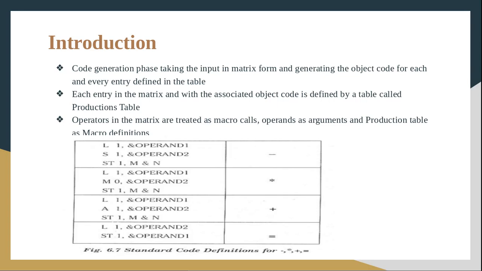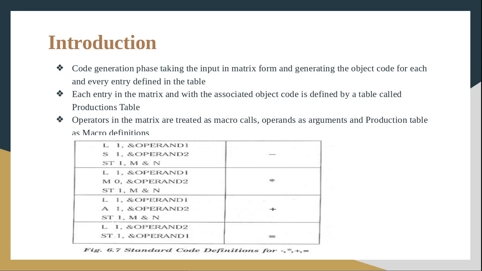For that, we are using a special database called productions table. Okay, so what is the use of productions table? Productions tables will be defining each type of matrix operation with the associated object code. You can see in the table here, this is the code production table. Here we can see on the right side a set of operations which are operators which are used in our matrix form, and the left side we can see the corresponding object code for each operator.